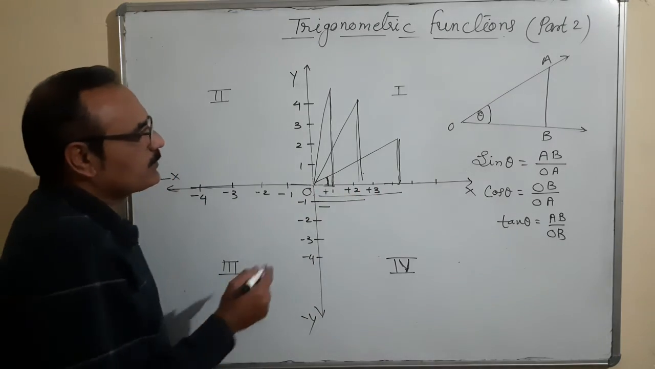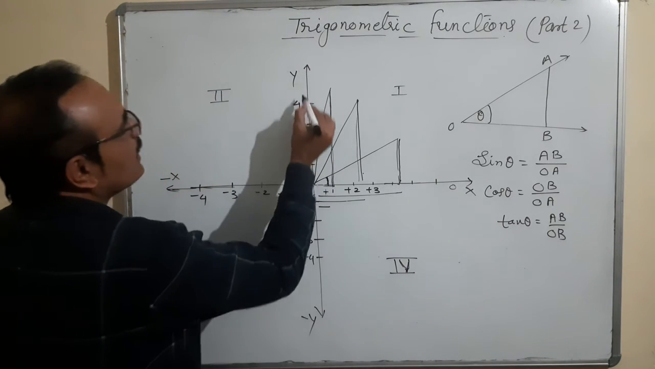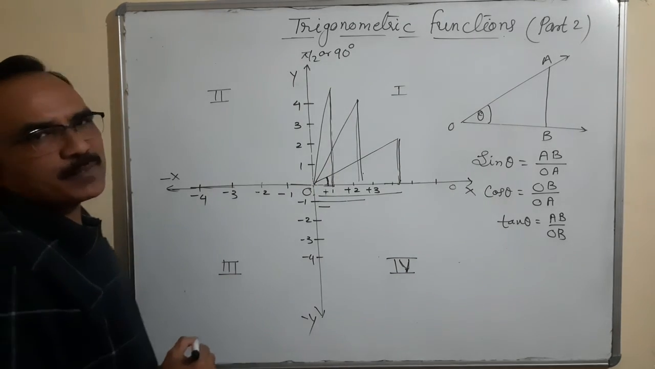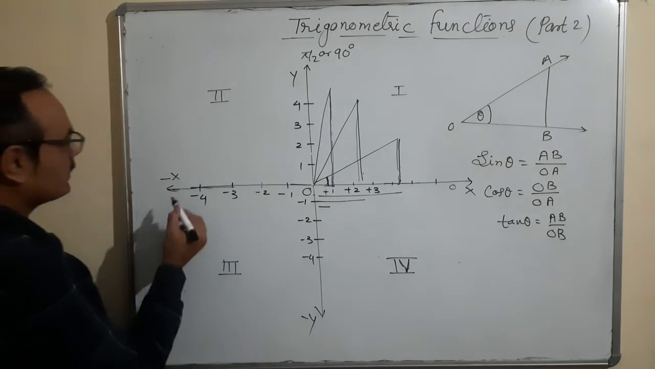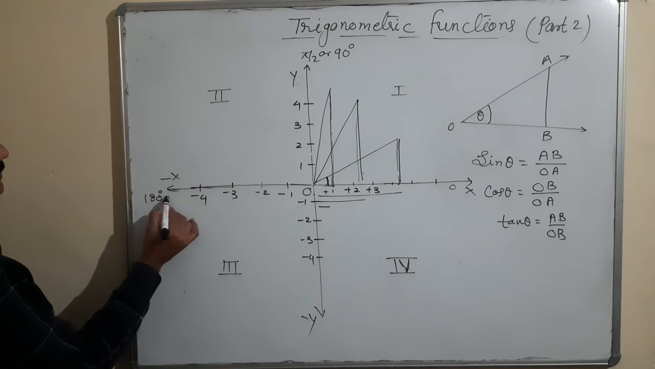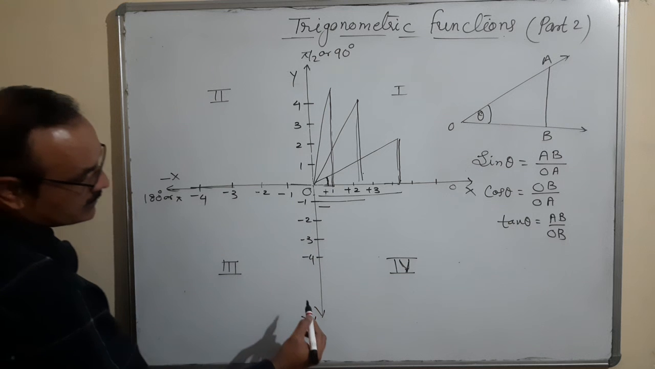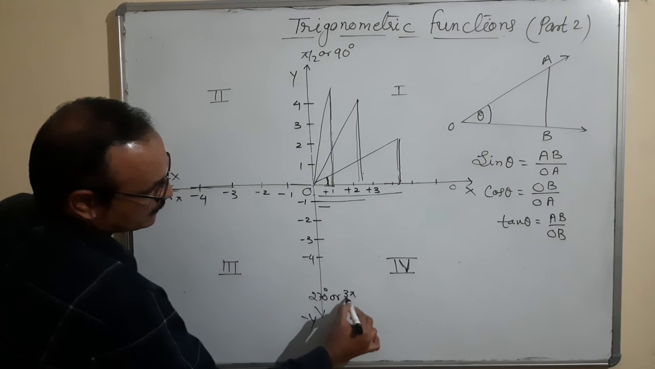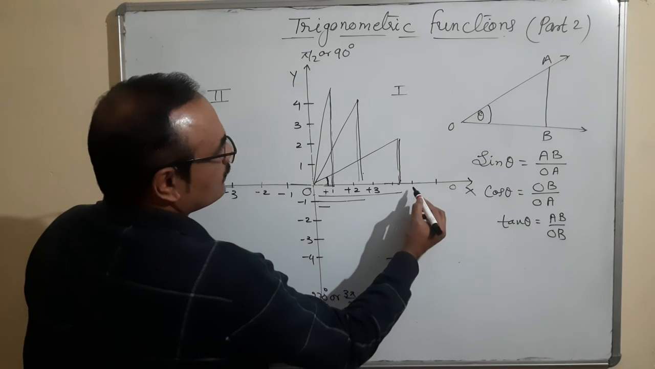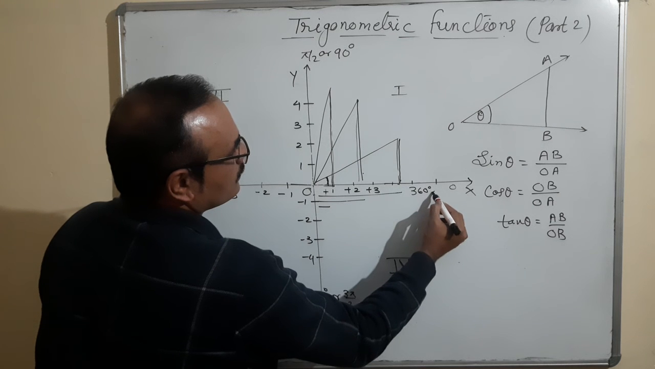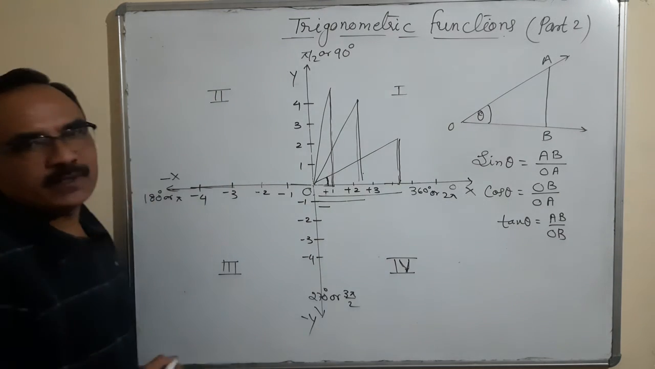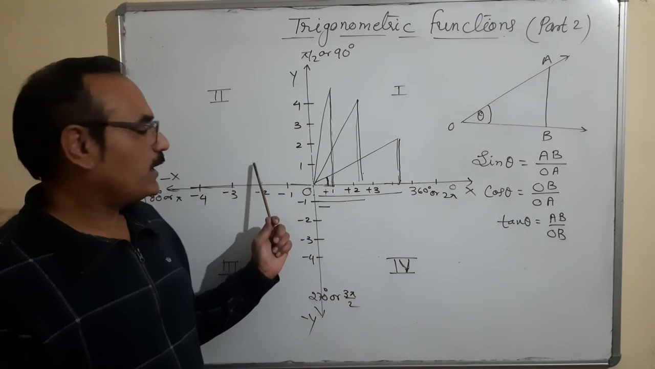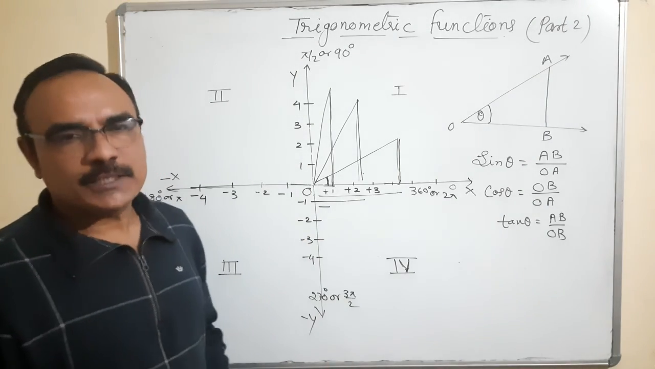Okay. Here what happens? It is 0. Here I am writing pi by 2 or 90 degrees. You will remember both the things, 90 degrees or pi by 2. It is 180 degrees or pi. This is 270 degrees or 3 pi by 2. And here is 360 degrees or 2 pi. Okay. So these are the four quadrants: 0 to 90, 90 to 180, 180 to 270 and 270 to 360.